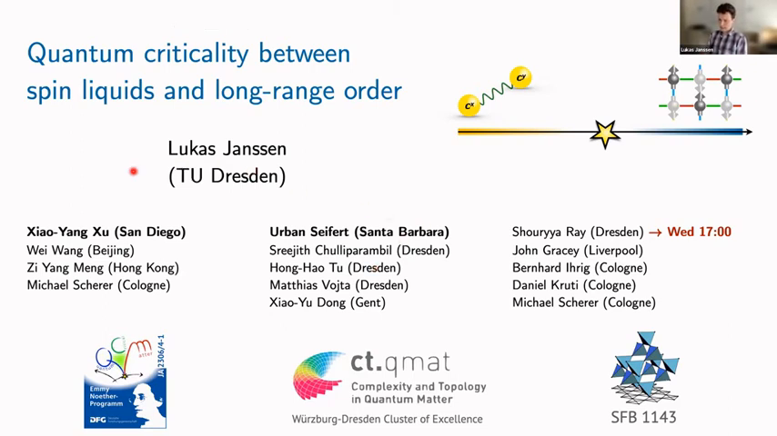In this work, we have done, on the one hand, numerical calculations that were performed mainly by Xiaoyang Shu, who is a former student of Xiang Meng's group. Then I'll also discuss some work that was done together with Urban Seifert, who has now moved to Santa Barbara as a postdoc. But I'll also mention in passing a related work with my student Shoja Ray and our organizer John Gracie and Michael Schirra's group. More details on this part will actually be given in Shoja's talk this afternoon.